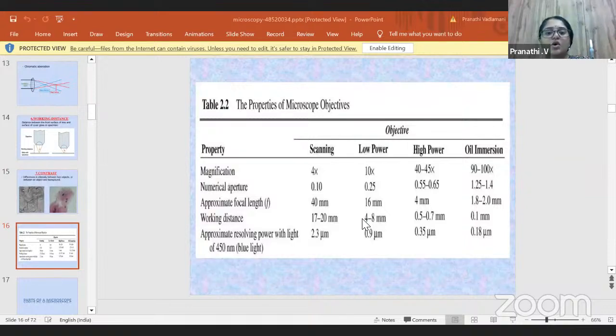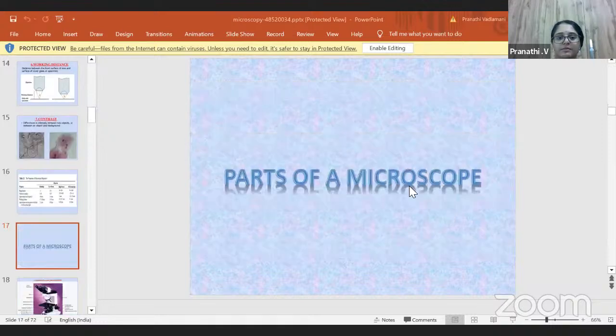So for the microscope, we have certain properties that have to be taken into consideration. That is your magnification, the numerical aperture, and how much focal length. When you increase and decrease the focal length, you can do that. And the working distance and the resolving power. It differs according to the different kinds of magnification for the basic simple compound microscopes that are present.